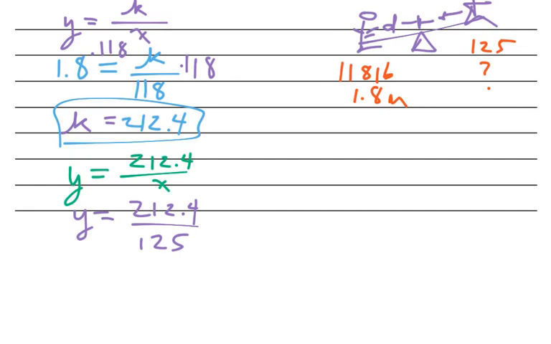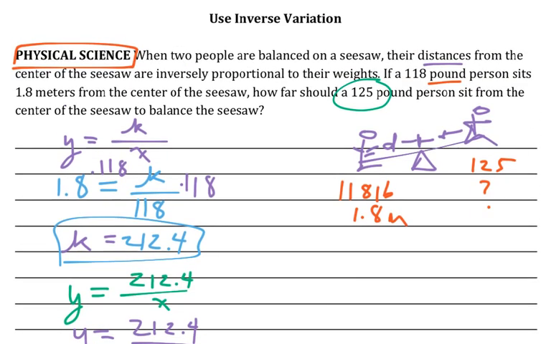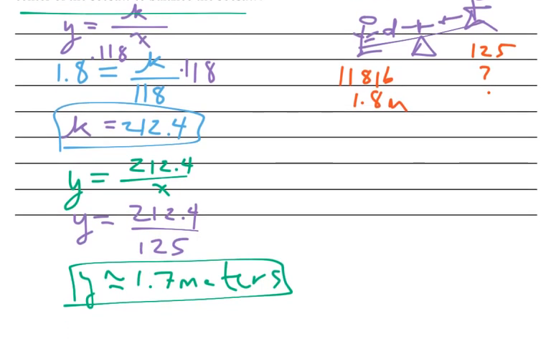And if I type this in, the result I got was 1.6992. So I'll keep with the rounding of the other value, and I'll say y is approximately 1.7, and then our unit for this is meters. If I go back and reread this problem, how far should somebody sit from the center of the seesaw? I mean, I guess we could write a sentence, but I think we've answered this pretty clearly.